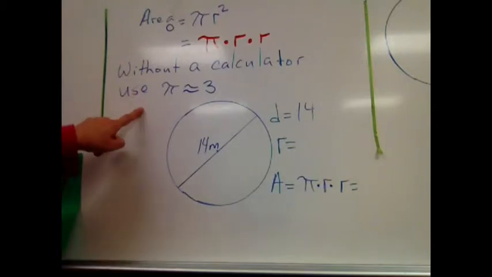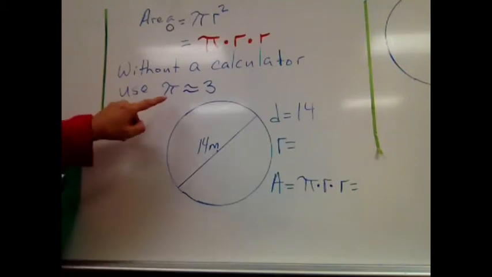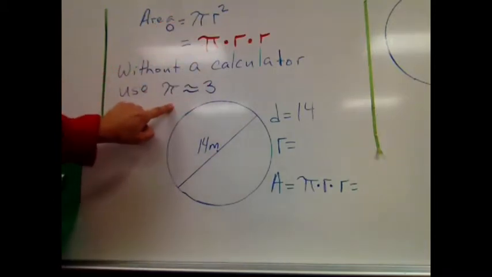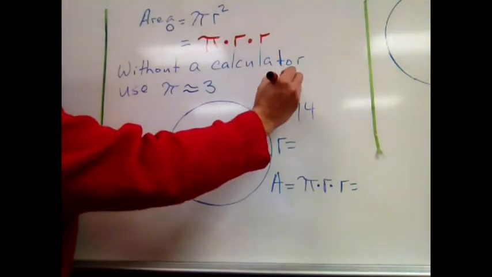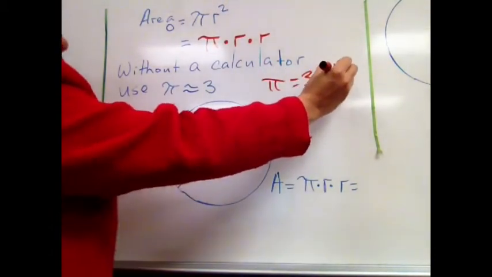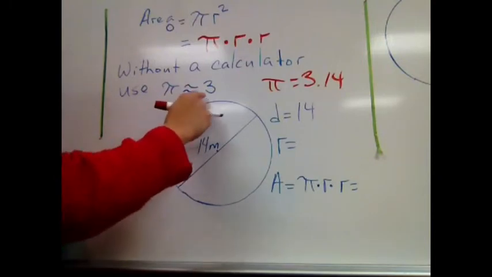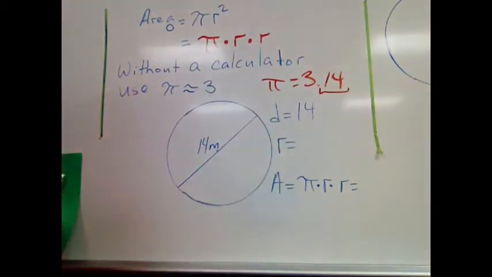Without a calculator, what we're going to do is find an approximation. We're going to make an estimate, an approximation of our answer. We're going to use pi is equal to 3 instead of pi is equal to 3.14. Now remember, our answers are going to be a little bit less than what they should be because we are going to drop that off to make the math easier.